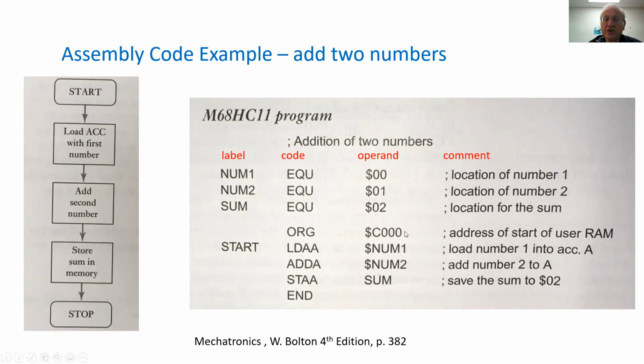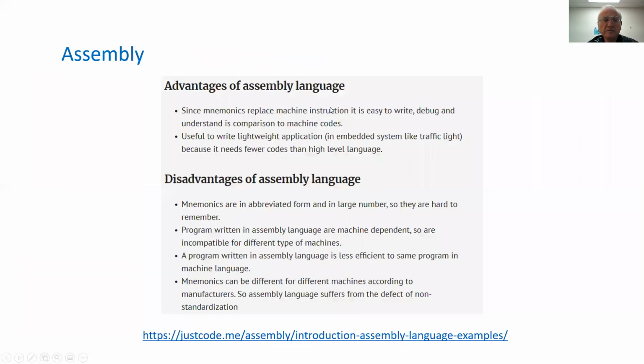This is the origin of the random access memory. This is the program definition, and then we load the first number into accumulator A. We then add the second number into accumulator A, and then we save the sum into the storage location which was defined as the sum, and then we end it.